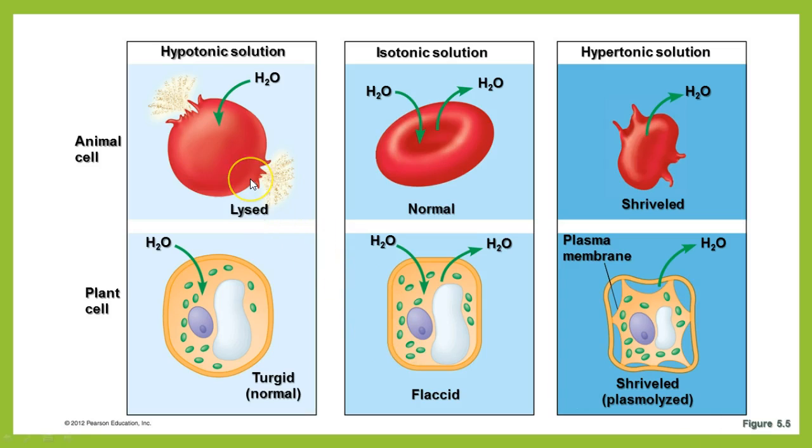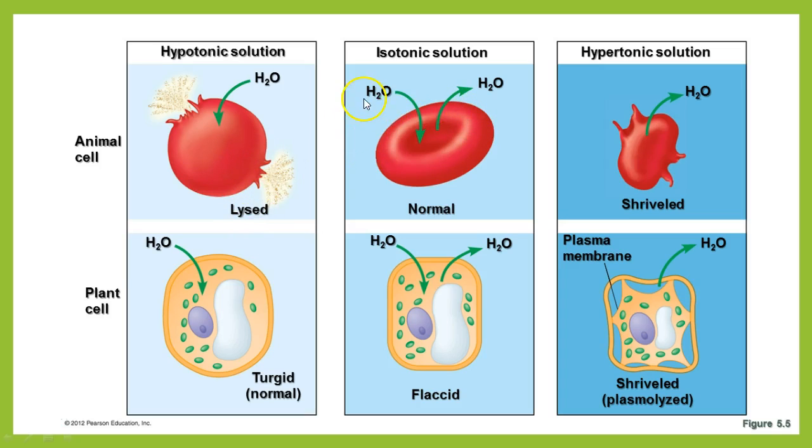Here we have two different kinds of cells in these three different kinds of solution. Let's talk about the animal cells first. If you put an animal cell, like a red blood cell, into a hypotonic solution, then more free water is going to be outside the cell than in, and so water is going to move into the cell, causing it to swell, and eventually it will rupture or lyse. When that occurs, the cell will die.